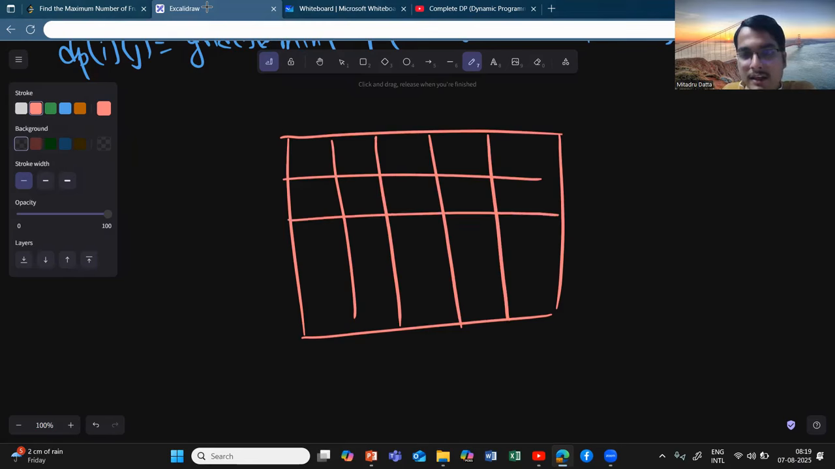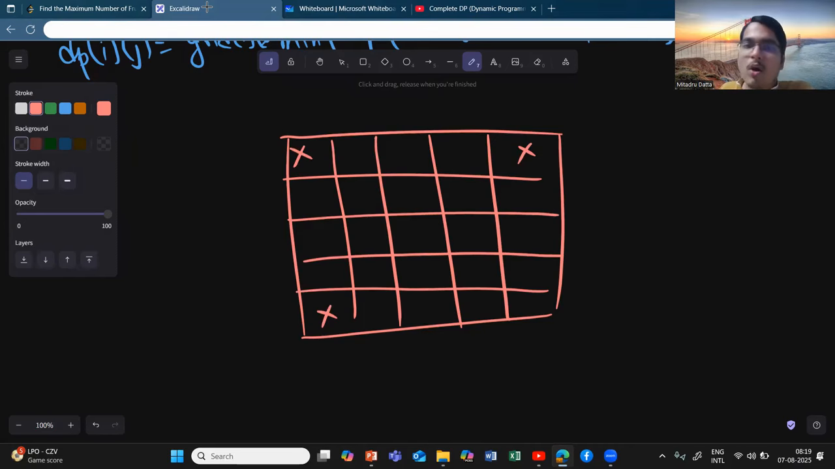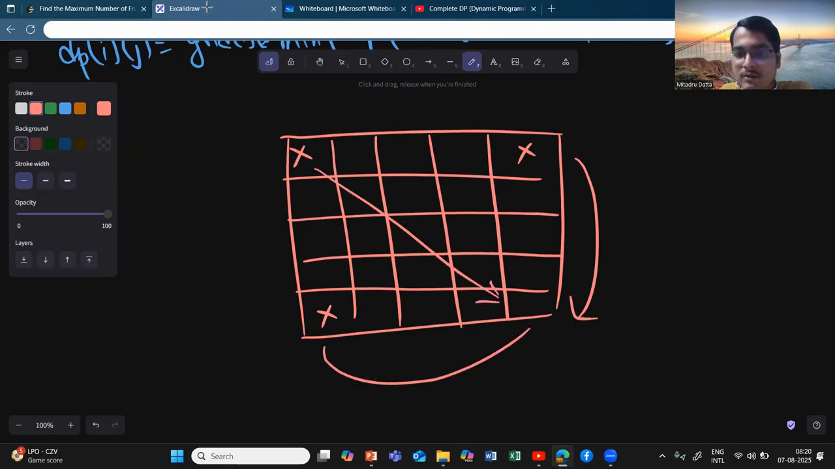It is given that the grid will always be n cross n, and you will have three children. One child is starting from here, one is starting from here, one is starting from here. All of them have to reach this point. This has to reach this point, this has to reach this point, this has to reach the last point. The last cell is the goal. You need to reach here in n minus 1 steps, in n minus 1 steps.